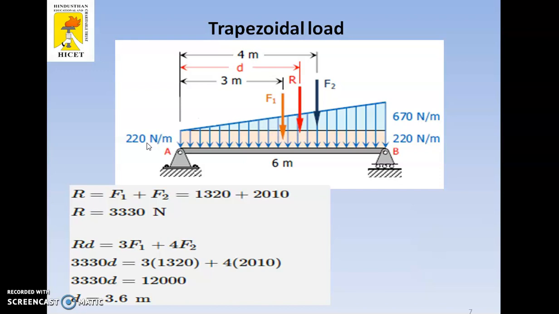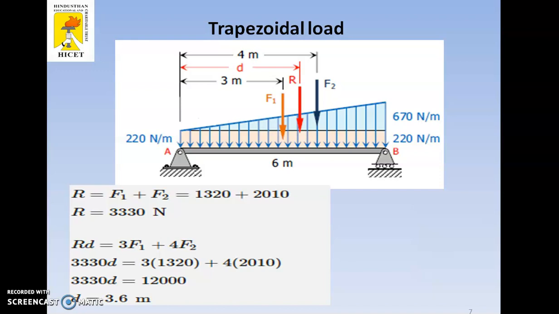It is 220 Newton per meter acting vertically downward. It is uniformly distributed over the total length of 6. So you have to calculate this first, the rectangular load or uniformly distributed load, 220 into 6. So I think it is 1320. So 1320 is acting at the center because L by 2, that is 6 by 2, 3 meter.